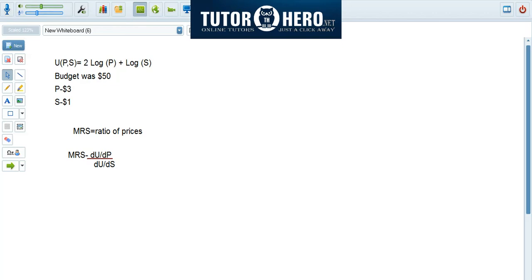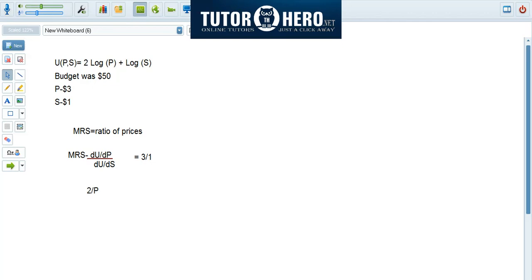And we want that to be equal to the ratio of prices at the optimum, which is 3 divided by 1, or 3. So in order to solve this, we're going to need to take those derivatives. What is the derivative of u with respect to p? If you remember your calculus, the derivative of log of x is 1 over x. So the derivative of 2 times log of x is 2 over x. So the derivative of 2 log p is 2 over p. And the derivative of log s with respect to p is 0. So you get a 2 over p for that.